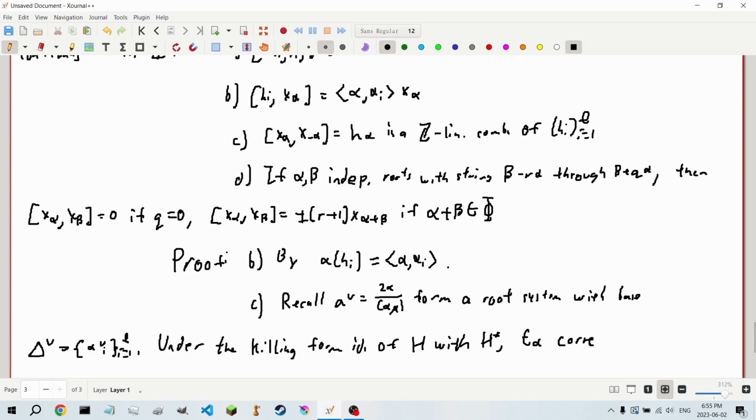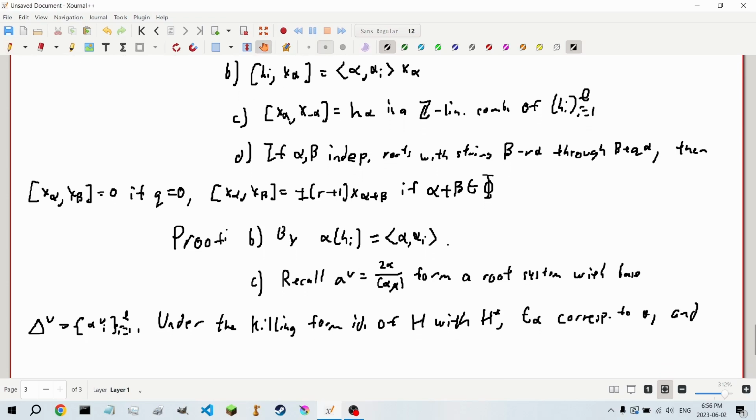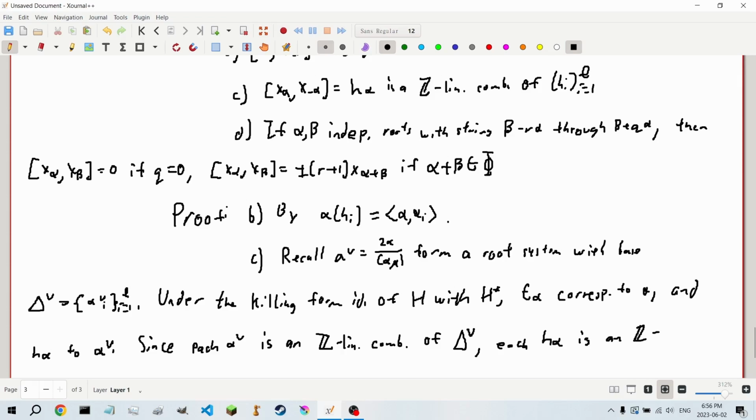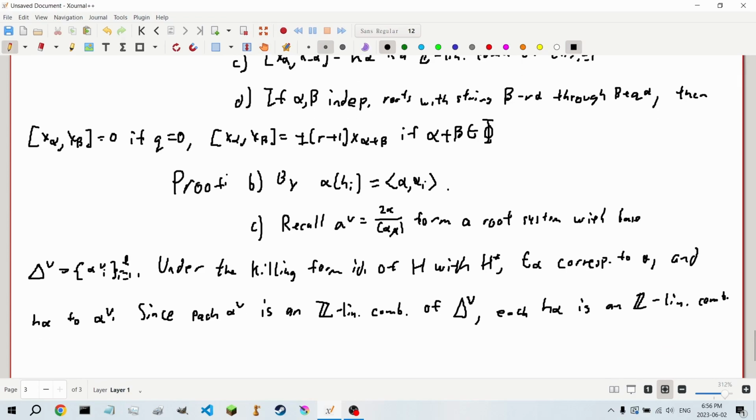t alpha corresponds to alpha, and h alpha to the dual of alpha. Since each alpha dual is an integer linear combination of elements of our dual basis, each h alpha is an integer linear combination of the hi from 1 to L. And this also gives D by adding previous results.